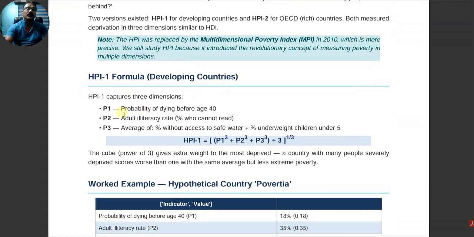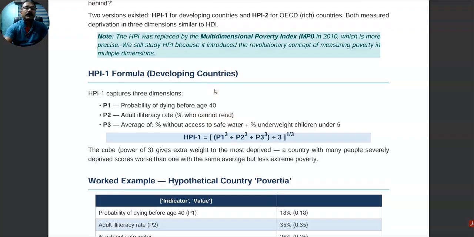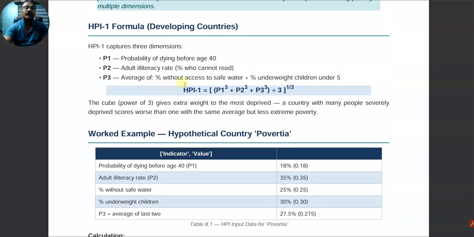That is HPI-1. We need to calculate the probability of dying before age 40, the adult illiteracy rate, that means the percentage who cannot read, and the average of the percentage without access to safe water plus the percentage of underweight children under 5. Now the formula of HPI-1 is equal to P1 cubed plus P2 cubed plus P3 cubed, divided by 3, whole to the power 1/3.